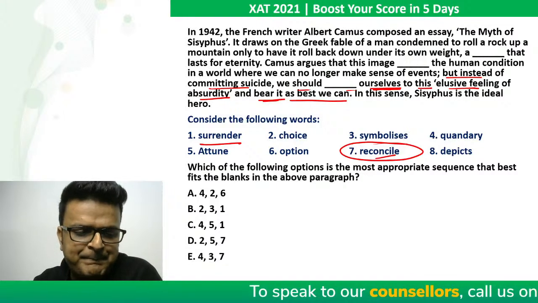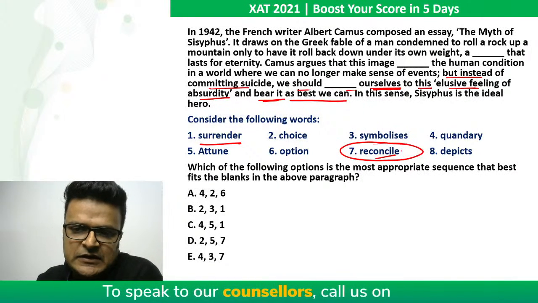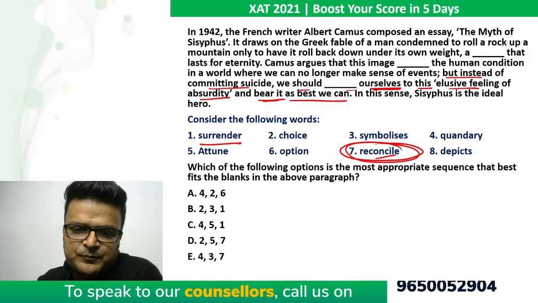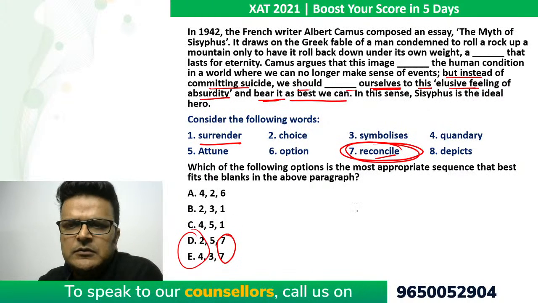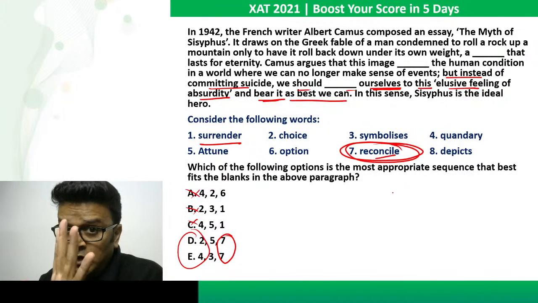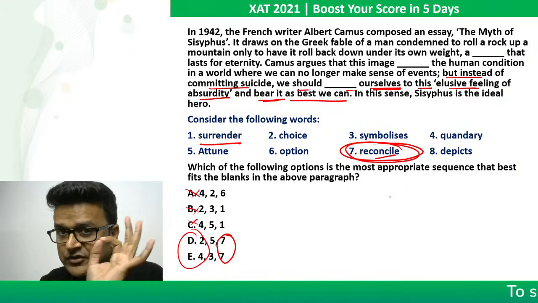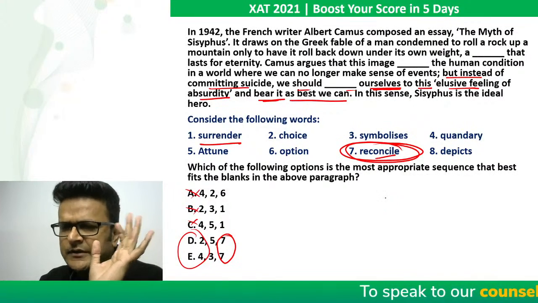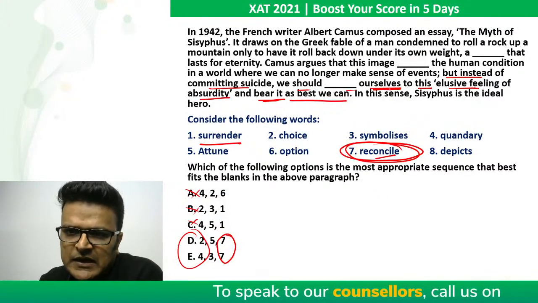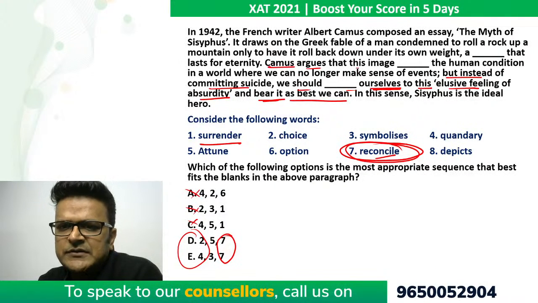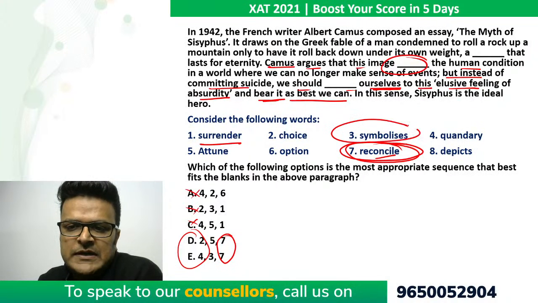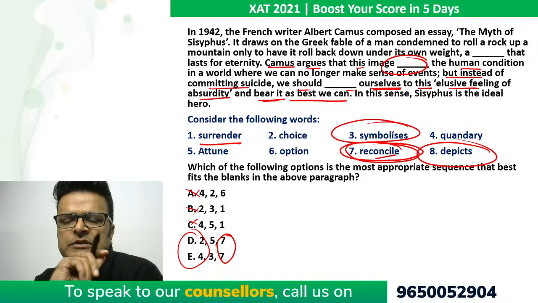Correct? So can I say that reconcile definitely goes, which means my answers can be D or E. 3 are out almost straight away. But hold on. That question means we'll have to use a little brain. Now, do we agree that in the second statement it says Camus argues that this image dash the human condition, where symbolizes and depicts both could fit?